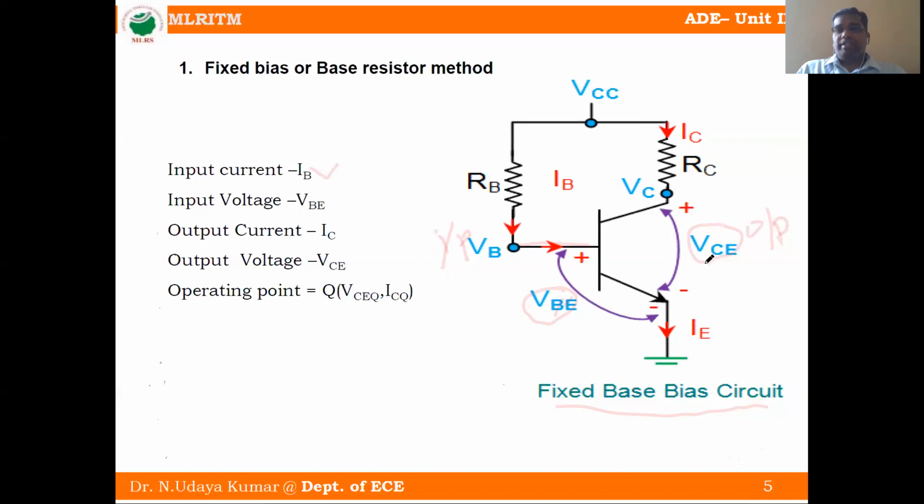And find the coordinates. Operating point means VCEQ comma ICQ. Q means Q point. The operating point can be called the Q point or quiescent point. Okay. So these are the second step.